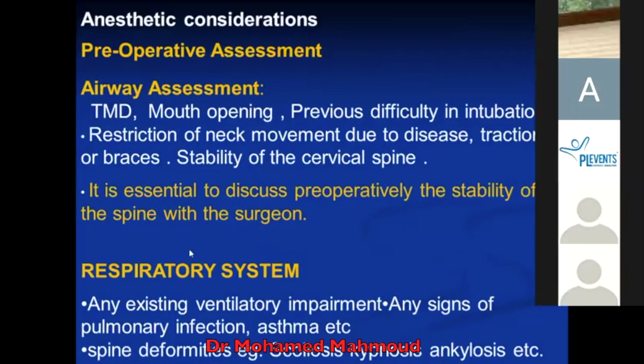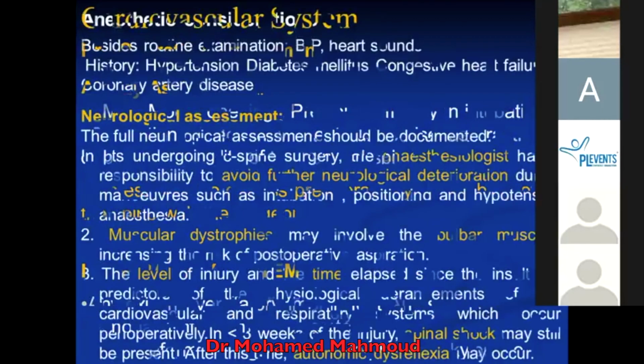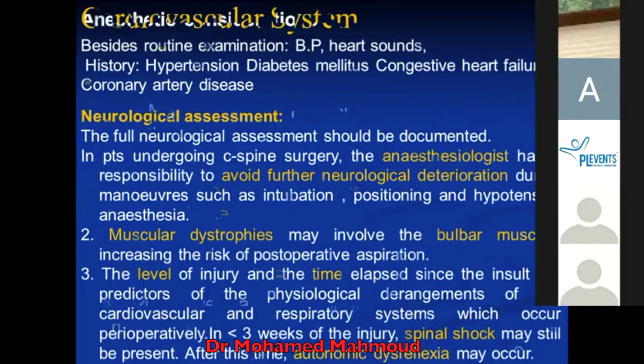We should consider the respiratory system also, any existing ventilatory embarrassment before surgery, any signs of pulmonary infection, pneumonia, or asthma, any spine deformities like scoliosis or kyphosis. According to the cardiovascular system, besides routine examination, blood pressure, heart rate, sounds, we should take history around hypertension, diabetes mellitus, congestive heart failure, or coronary artery disease. We should do neurological assessment before surgery.